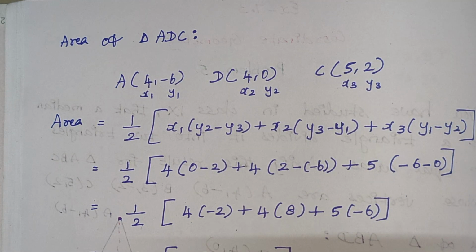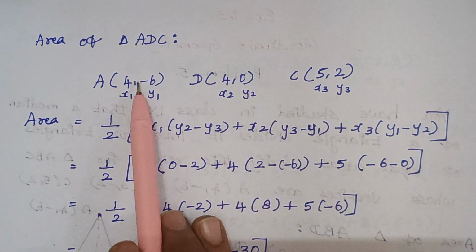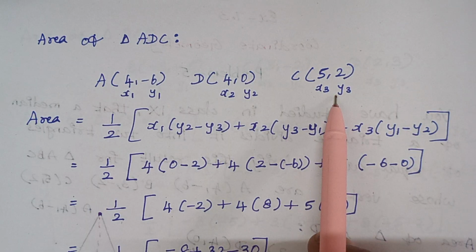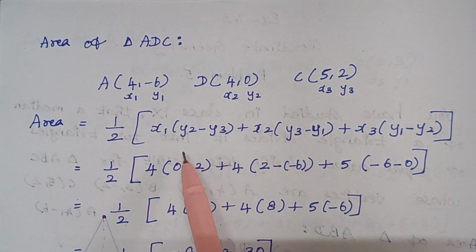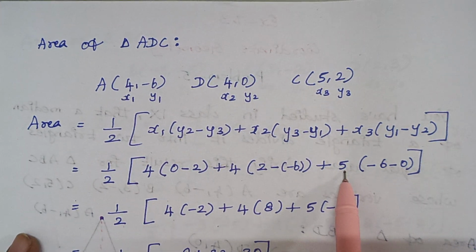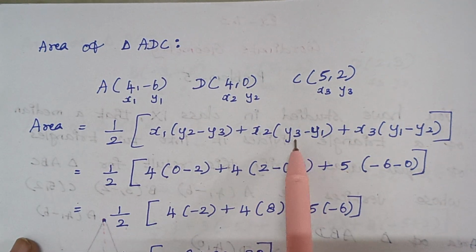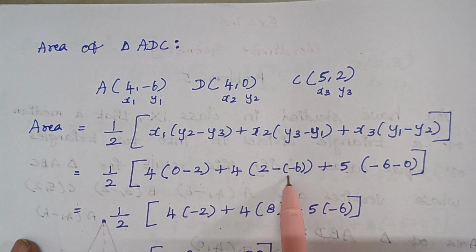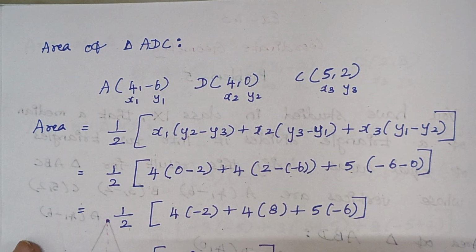Next, we are going to find the area of the triangle ADC. Again, A gives x1, y1, D gives x2, y2, and C gives x3, y3. So first write down the formula. Now we are going to substitute the terms. x1 is 4, x2 is also 4, and x3 is 5. Next, y2 minus y3, so 0 minus 2. y3 minus y1, so 2 minus of minus 6, and finally y1 minus y2, so minus 6 minus 0.